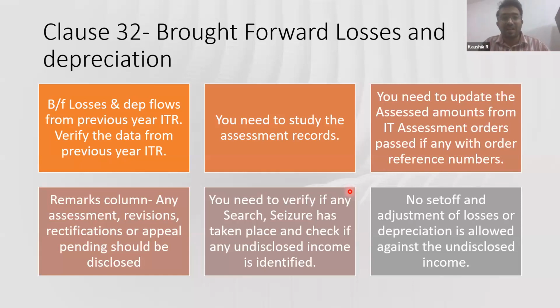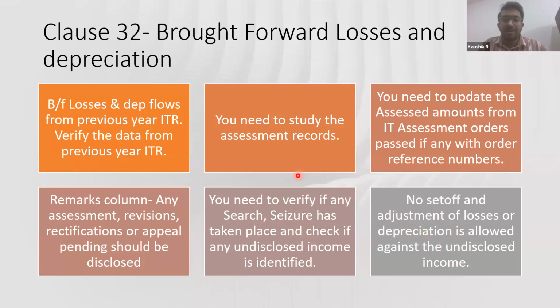When you file an IT return again, and you determine that there is some undisclosed income which was not disclosed earlier, but we are disclosing it now, in such a scenario, a new undisclosed income gets identified. When such undisclosed income is identified, you cannot offset any of the depreciation or any of the brought forward losses against that undisclosed income.